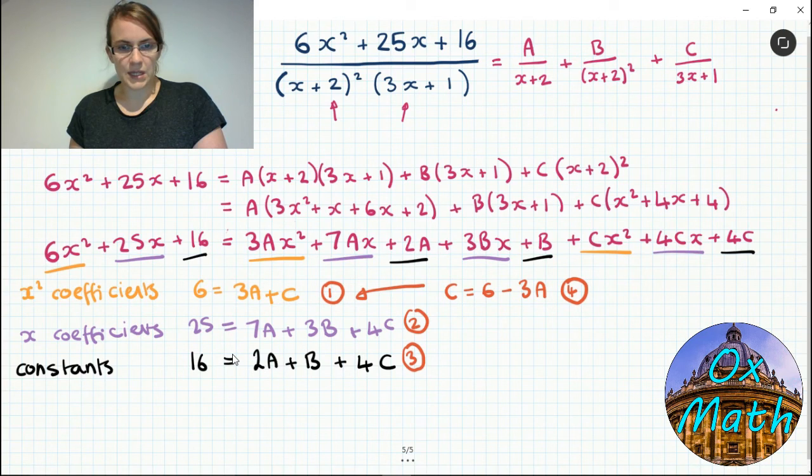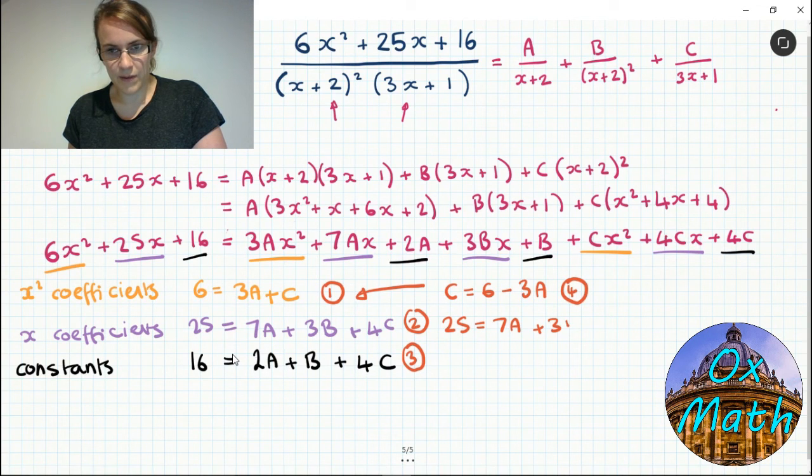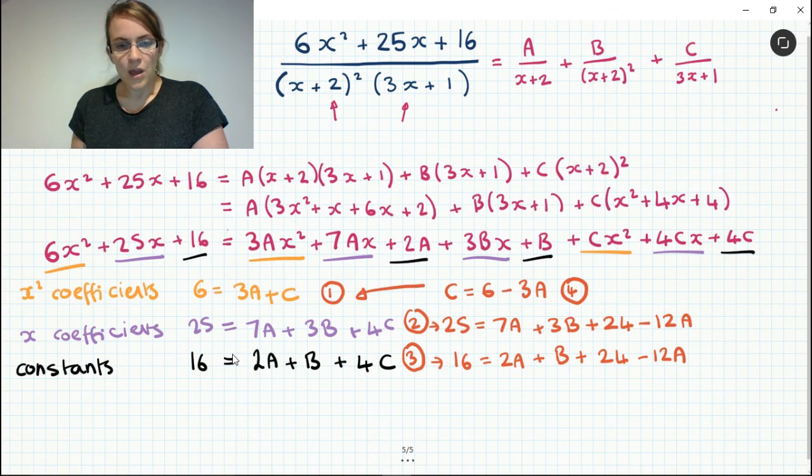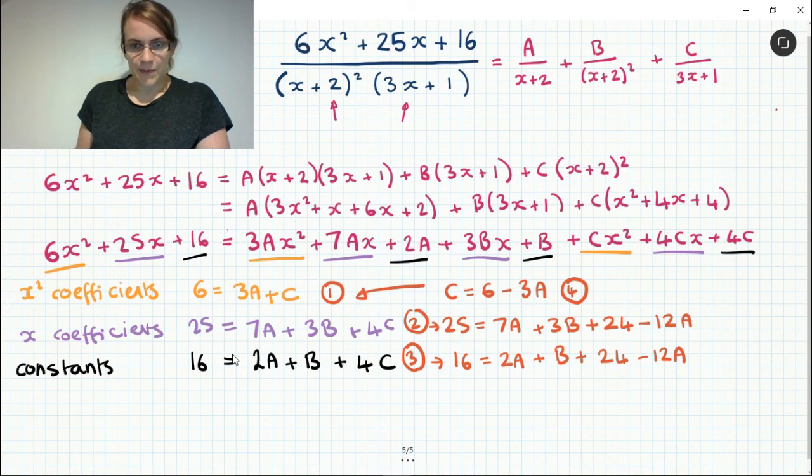So if I now sub this in to both of equation 2 and 3, I'll eliminate c, and I'll have 2 equations, 2 unknowns, so normal simultaneous equations. So I've got 25 equals 7a plus 3b plus 4 lots of c, which is going to be 4 lots of 6, which is 24, minus 4 lots of 3a, so minus 12a. And if I sub it into this equation, so into equation 3, I get 16 equals 2a plus b plus 4 lots of c, so again plus 24 minus 12a. So I can then simplify both of these two equations.